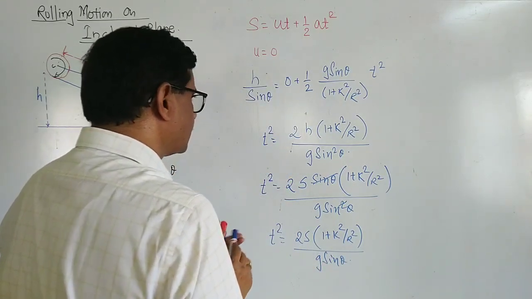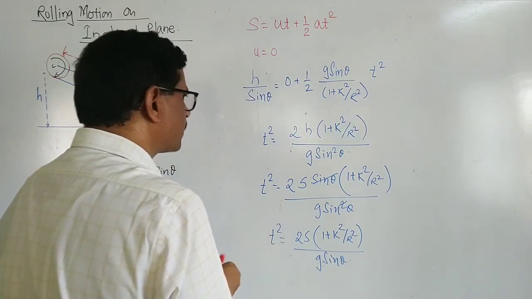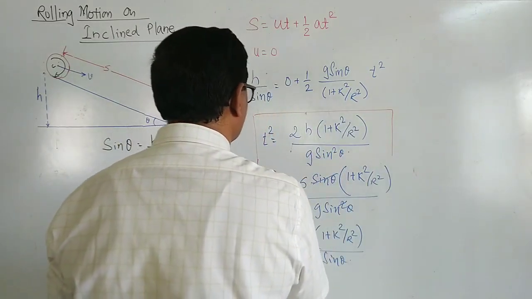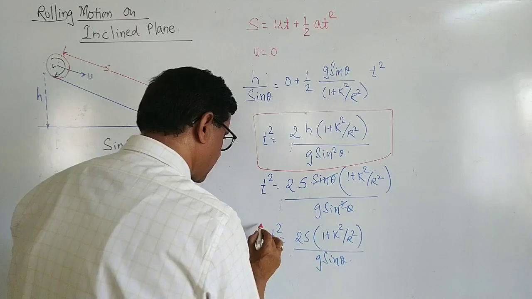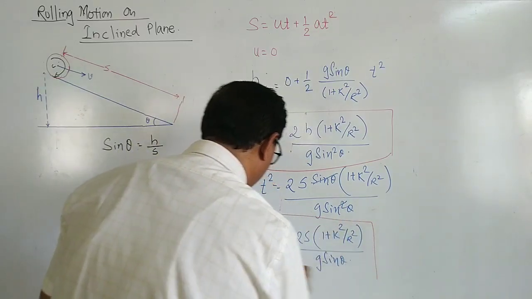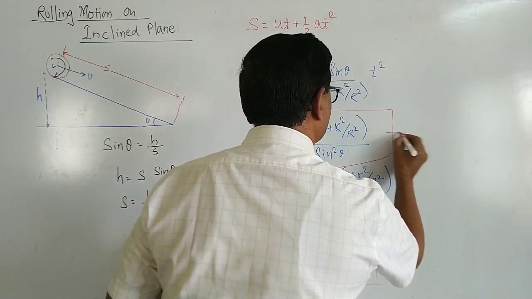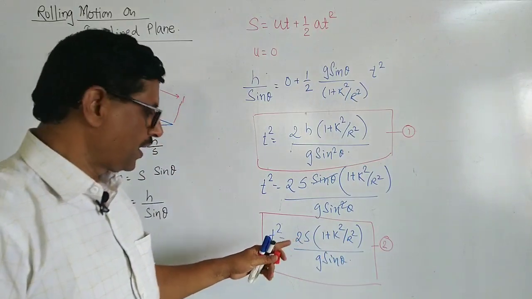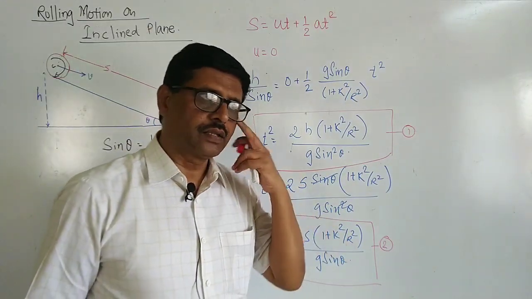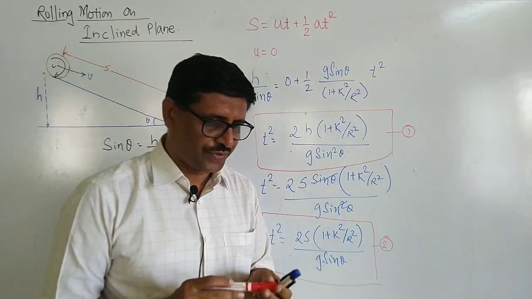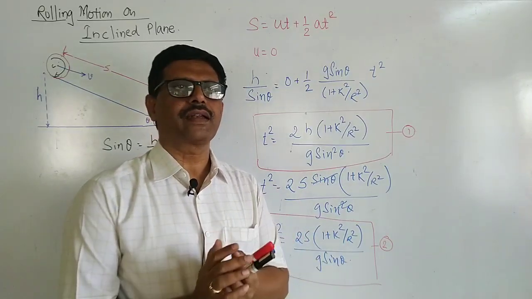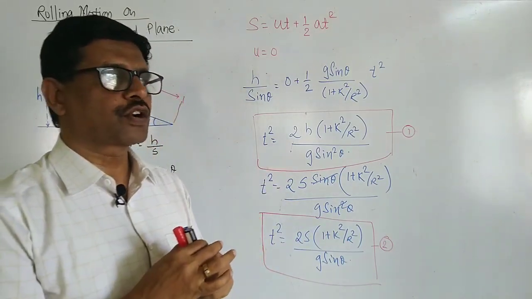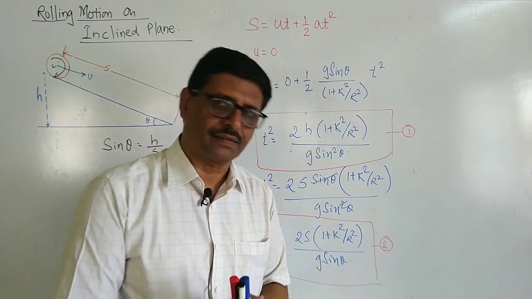This is the required equation for the time required to roll an object on the surface. One equation is in terms of the height through which it is raised, and this equation is in terms of the distance s through which the body has displaced. Like this, we are able to determine the velocity, acceleration and time for the rolling object on the inclined plane.